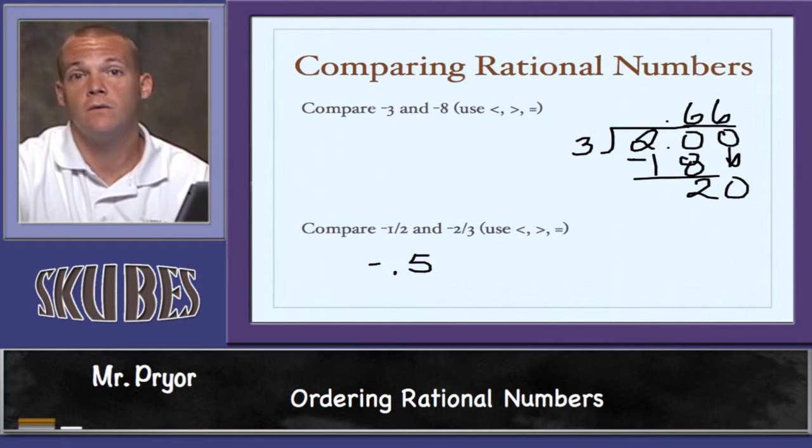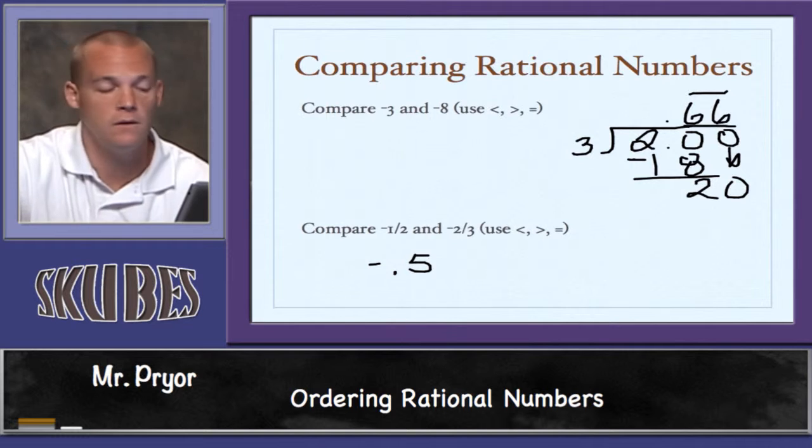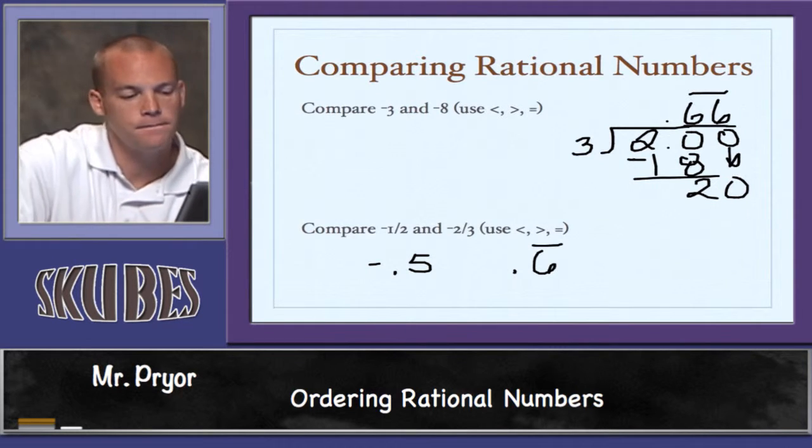This is actually what we call a repeating decimal. So we can stop there. We'd usually put the bar over it to show that it repeats. And so we're actually going to be comparing negative 0.5 to negative 0.6 repeating, okay?